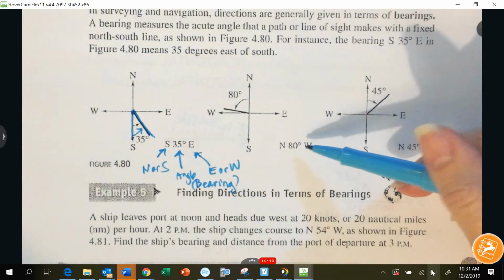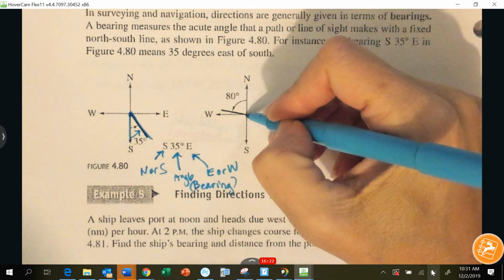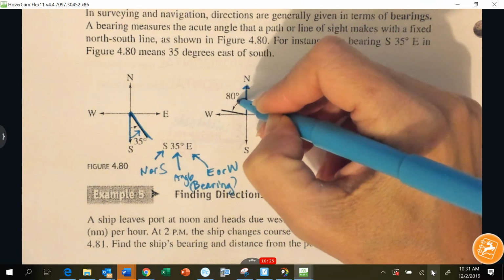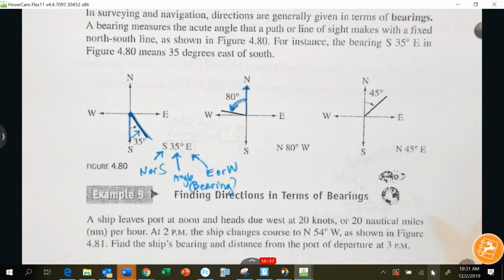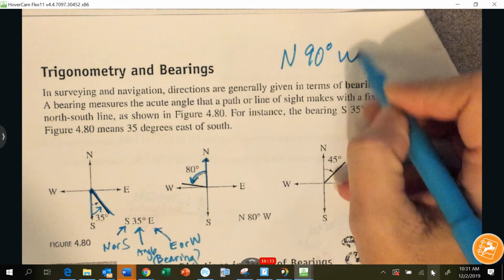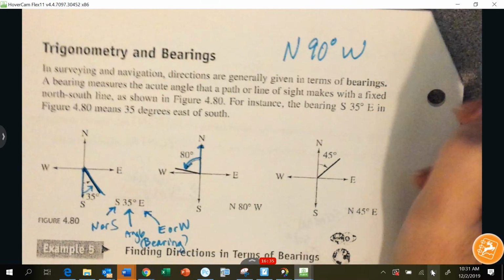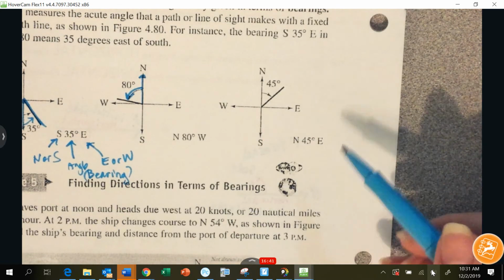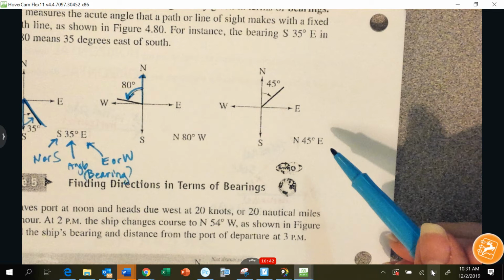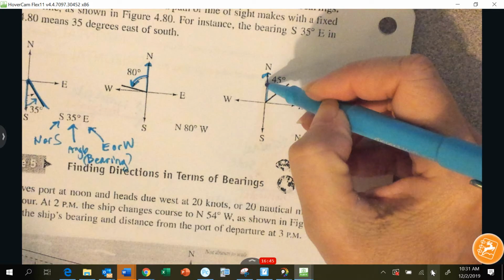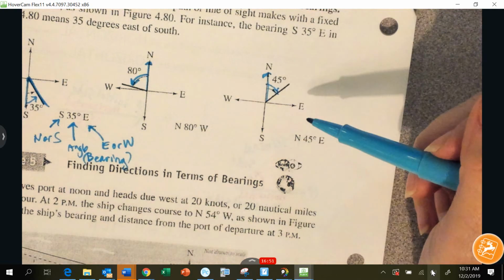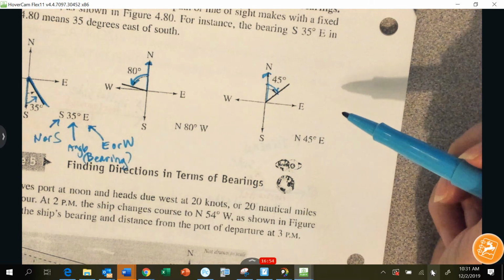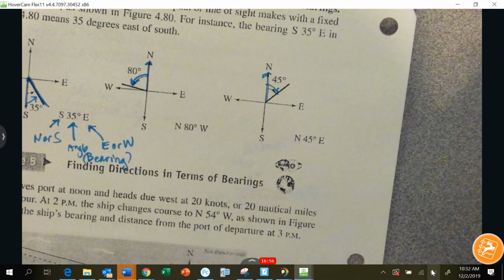Okay, the next one is north, 80 degrees west. So first we go north, then we go 80 degrees towards the west section. If I went north, 90 degrees west, where would I really be going? I'd just be going west, right? And this one is north, 45 degrees east. So we go north, go 40. Not going north, then east. The ship is driving at this diagonal.